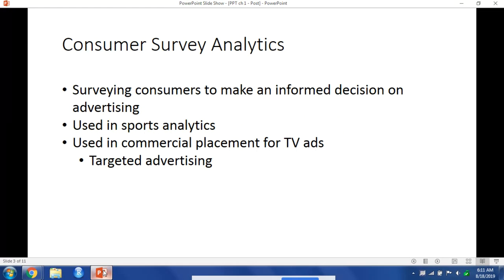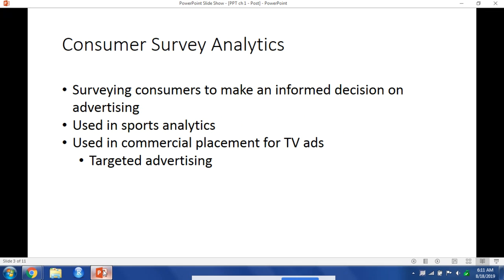So let's look at some examples of how analytics can be used. There are many sources of data. One such source is consumer market surveys. Generally, this is free information that we can use to make decisions, especially in advertising and marketing. One instance is how NBC's data science division initiates targeted advertising.